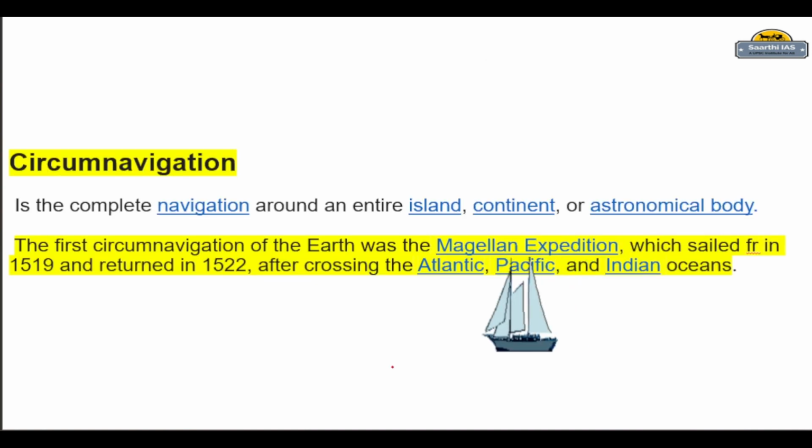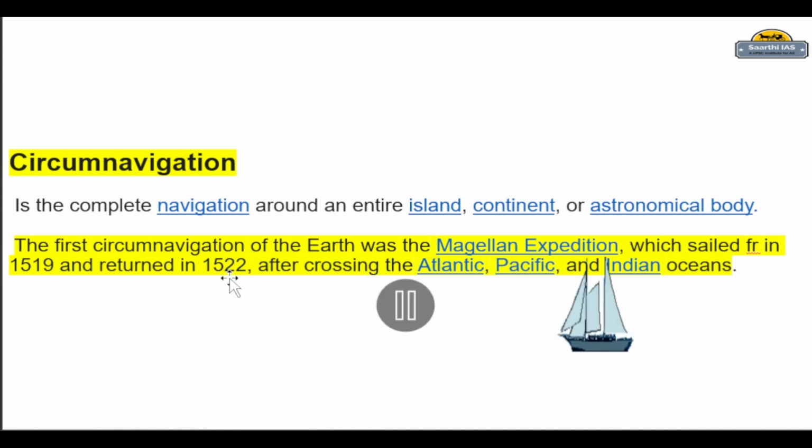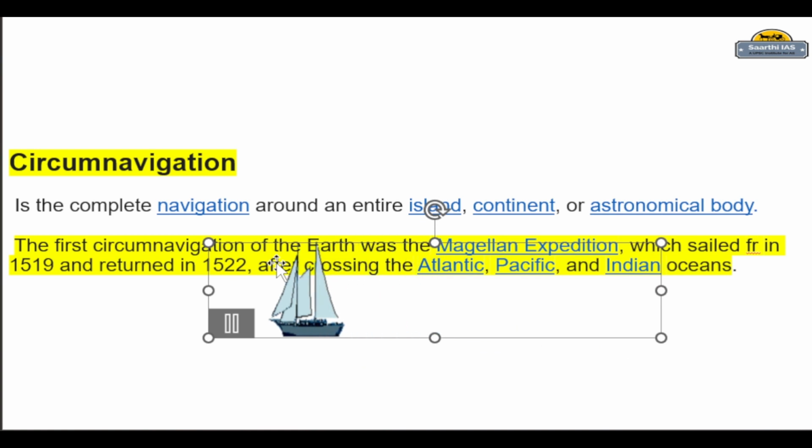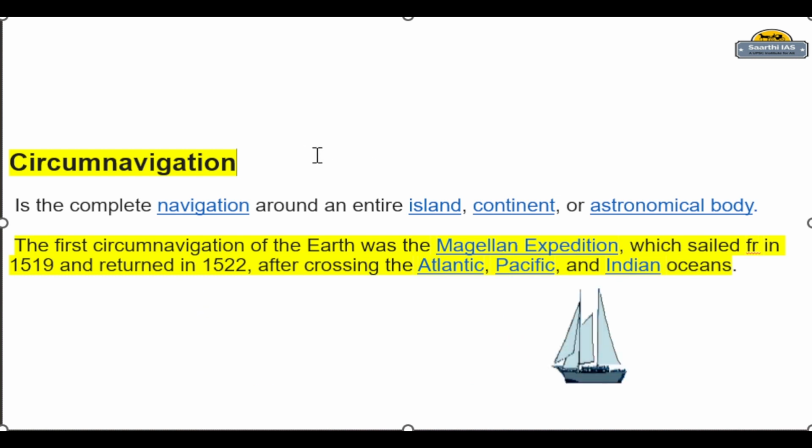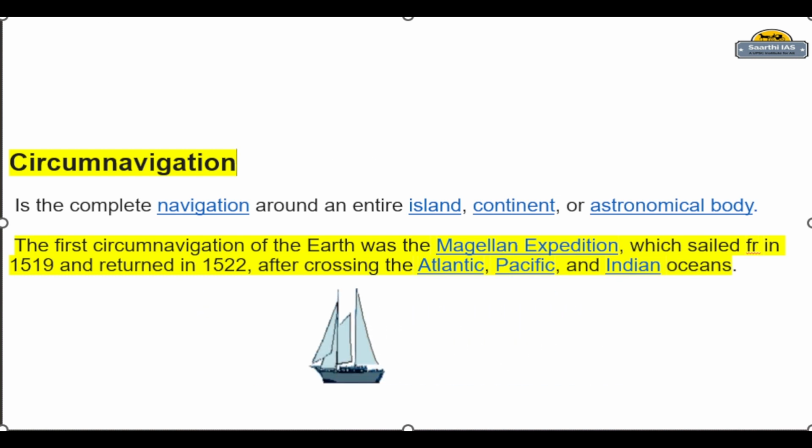Moving on, we will talk about circumnavigation, which is evidence for the spherical shape of the earth. The first voyage around the world was taken by Ferdinand Magellan with his crew members from 1519 to 1522, and they returned in 1522. They proved beyond doubt that the earth is spherical.